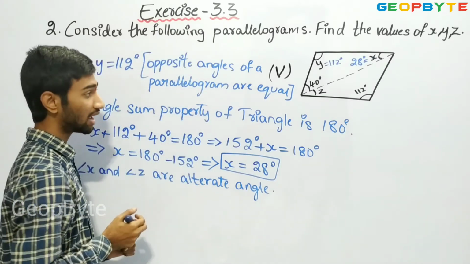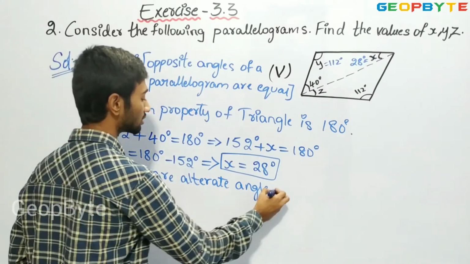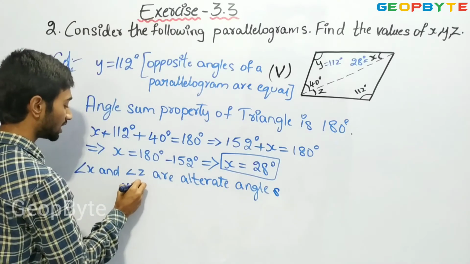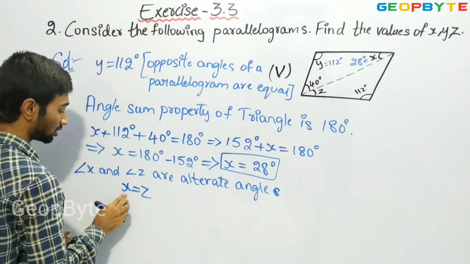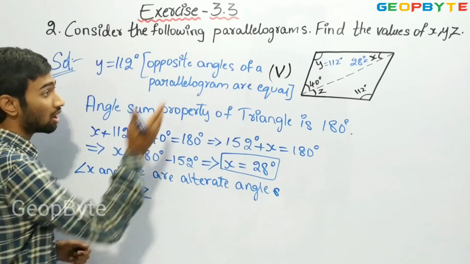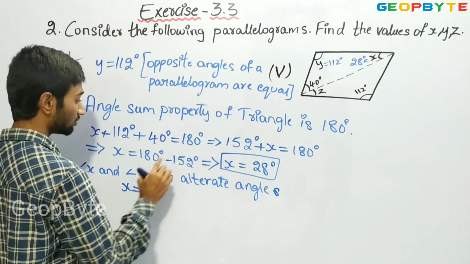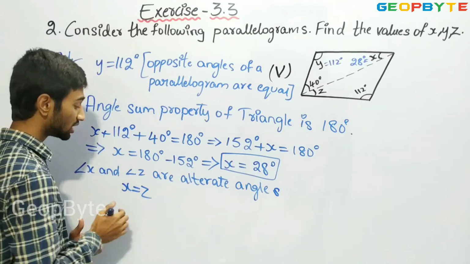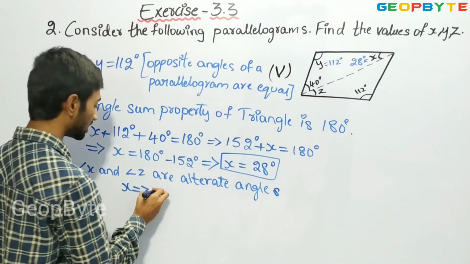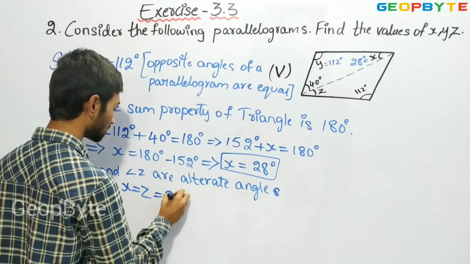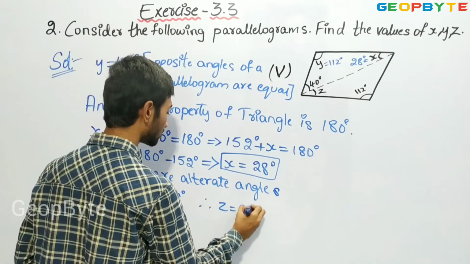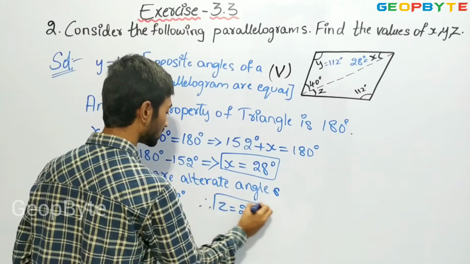So alternate angles are always equal. That is, x is equal to z, because here x and z are alternate angles. So we have already x equal to 28. So x will be equal to 28 and z also will be equal to 28 degrees. So z is also equal to 28 degrees.